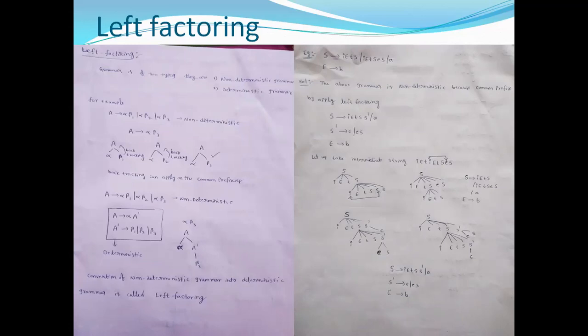So why? Because this is the given grammar, with expressions and else statements. We are having two parse trees, and this is the conversion after applying left factoring. So these are the two parse trees. We are not eliminating the ambiguity present in a grammar. We are eliminating only the non-determinism that is present in a grammar.